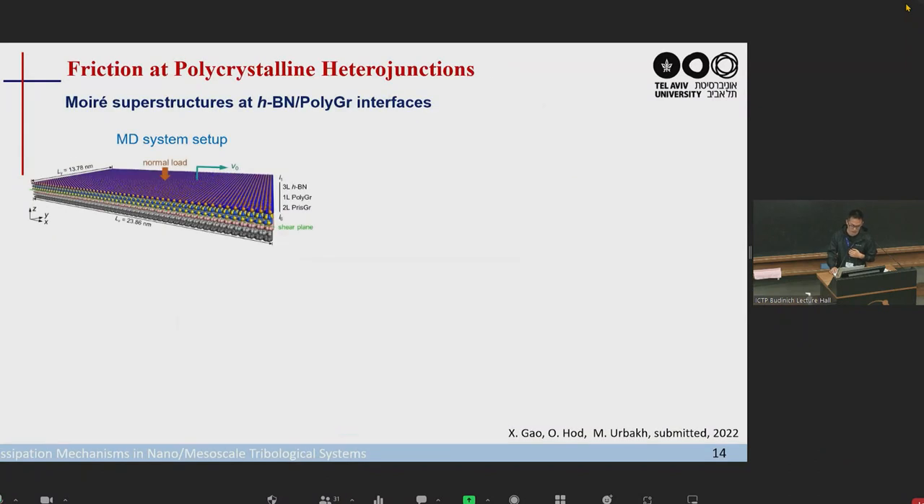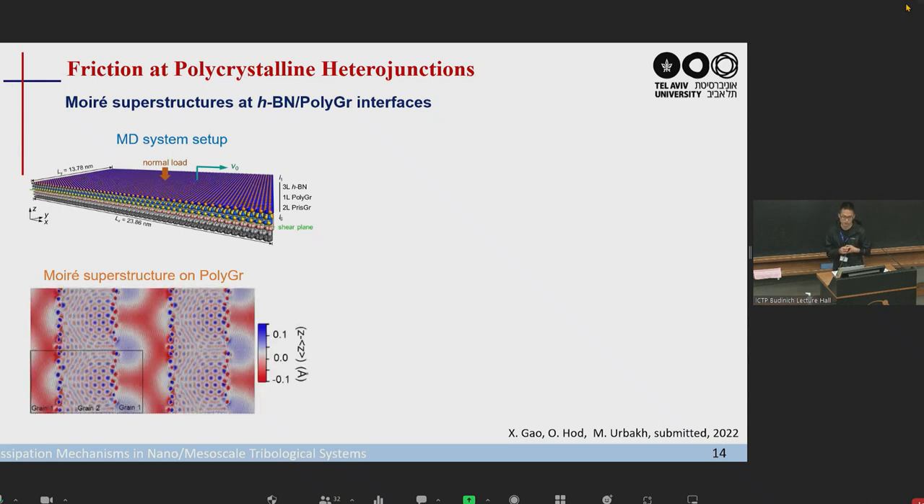And in the last part, I would like to briefly introduce another very important effect at two-dimensional interfaces, which is the Moiré superstructures. Moiré superstructures form due to lattice mismatch or lattice misorientation. To study this effect, we built a similar MD simulation system where we replace the graphene slider with a hexagonal boron nitride. Here you can see the relaxed Moiré superstructure on this polycrystalline layer. Because one grain in the polycrystalline graphene is aligned with h-BN, we can see a very large-scale Moiré superstructure on one grain.